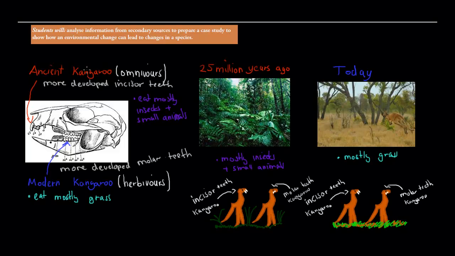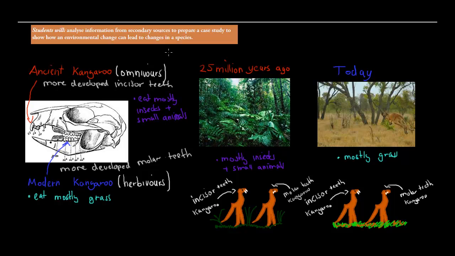We also looked at a case study. So it says students will analyze information from secondary sources to prepare a case study to show how environmental change can lead to change in species. So how the environment changes, how that can lead to change in species.